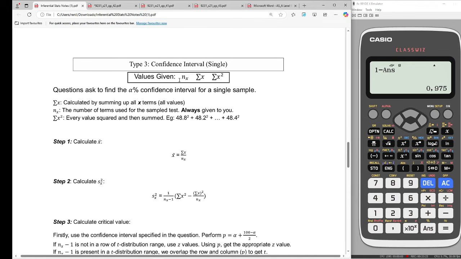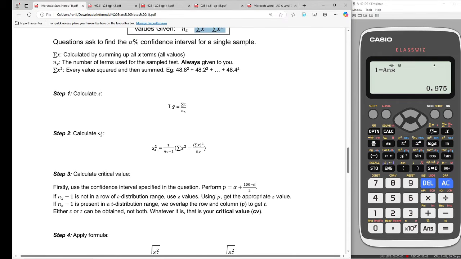So this nx, which is the number of terms of x, is always given to you. Maybe they give you 7 data values and may not say that there are 7 observations, so you're going to have to count them out. Either way, this value will be accessible to you. Sum x squared may need to be calculated. So yes, let's see what we have here.